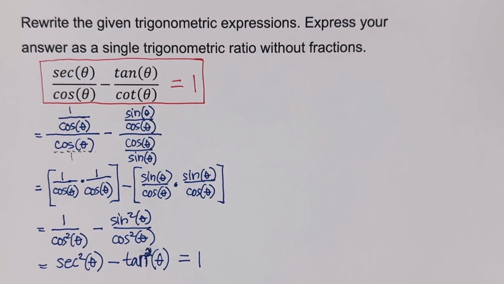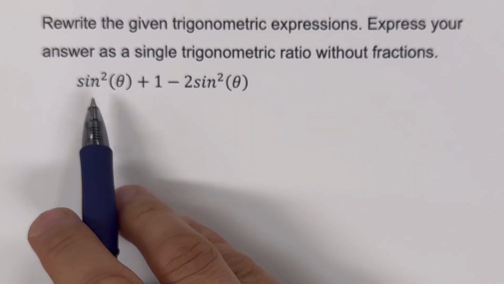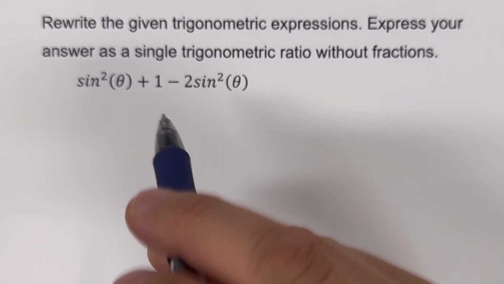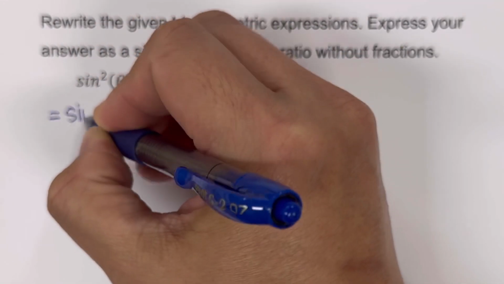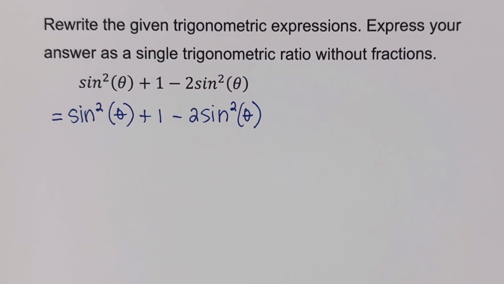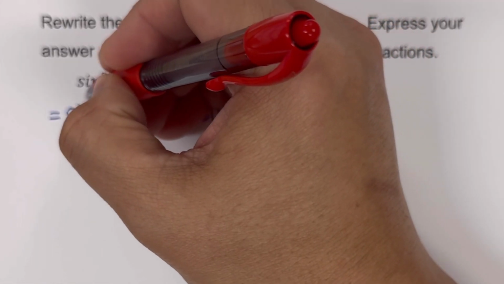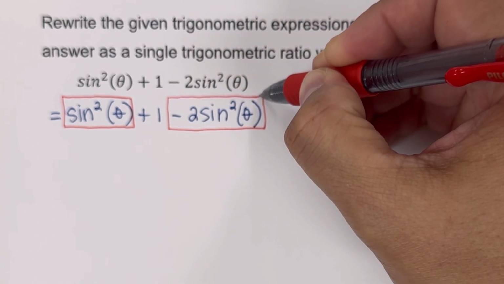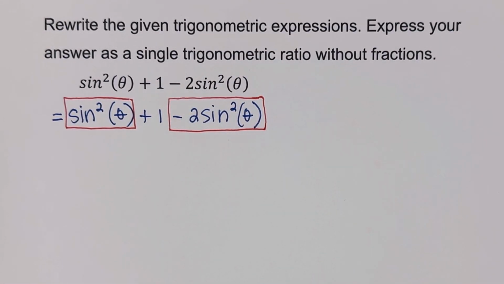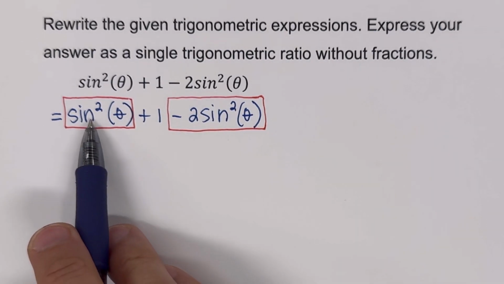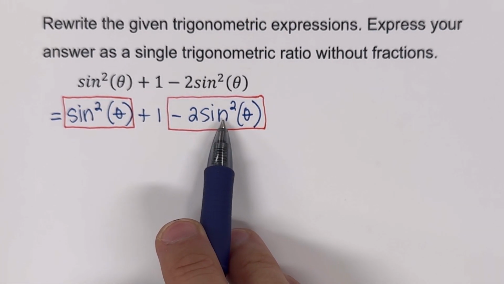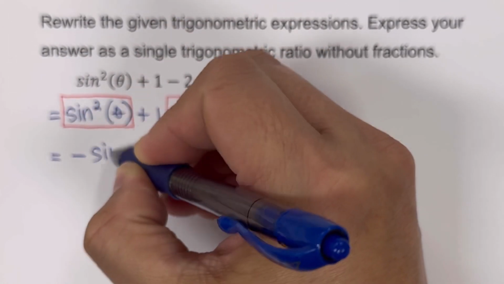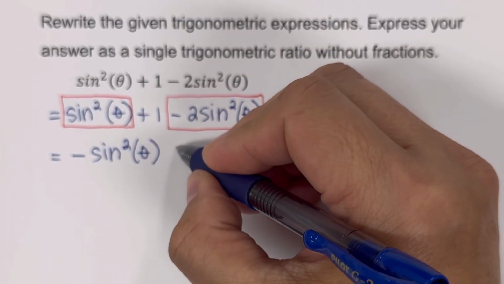Now let's have another example. In this example, we're given sine squared of theta plus 1 minus 2 sine squared of theta. I'm going to rewrite this given expression down here. If you notice, this sine squared of theta and this negative 2 sine squared of theta are like terms. So we simplify them. Sine squared of theta minus 2 sine squared of theta is negative 1 sine squared of theta. And then we have a plus 1 right there.